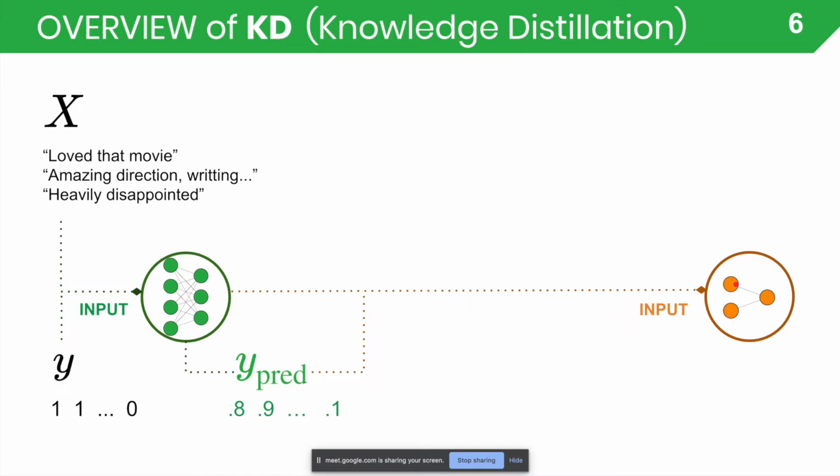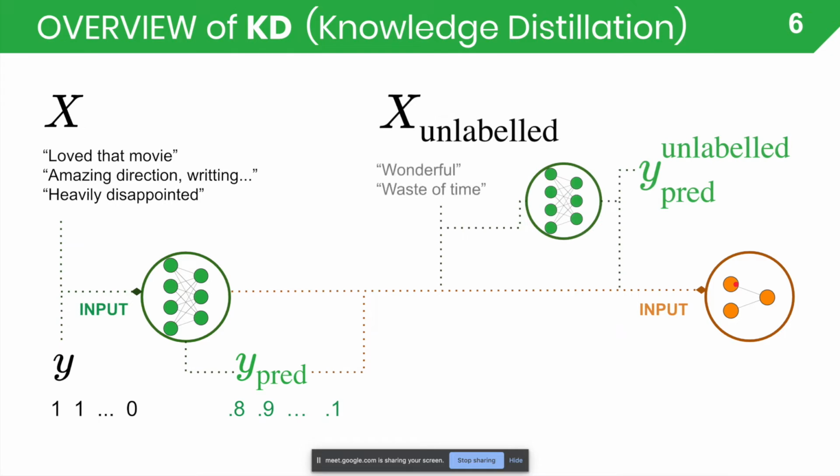Now there's an additional interesting catch to it. If you have additional unlabeled data, you can also, after training of the teacher, predict them so that you'll perform data augmentation and you'll have additional data to train your student network.